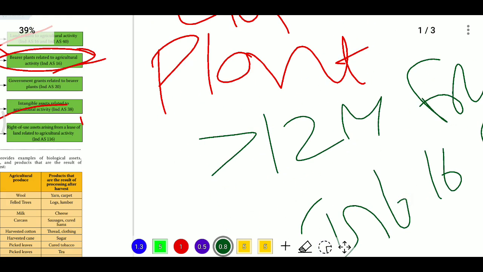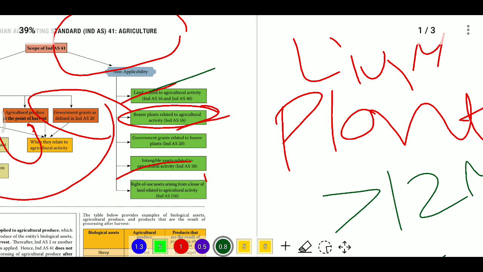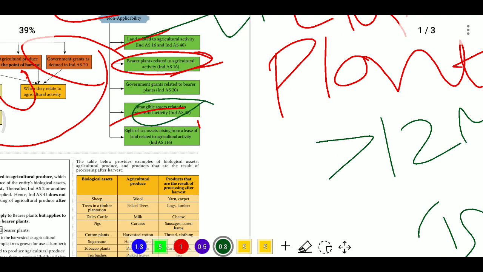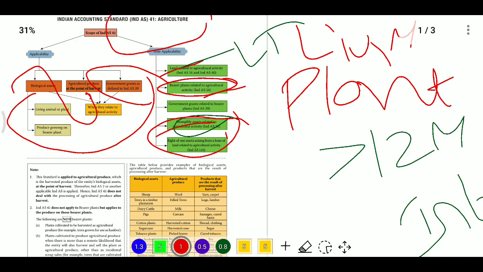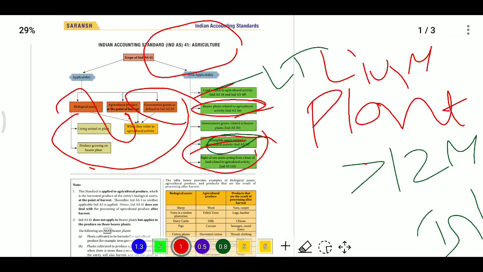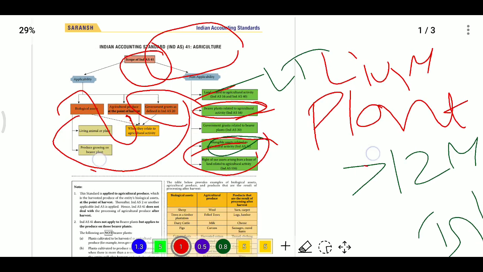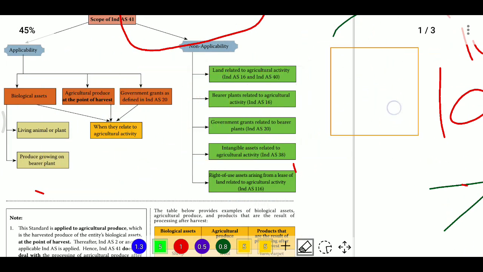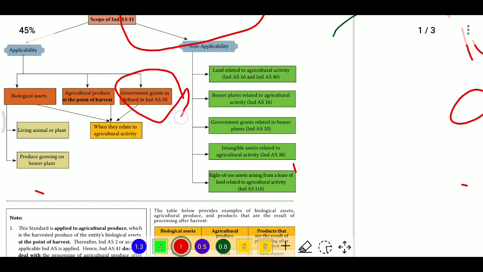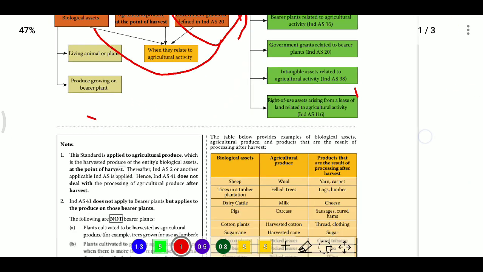Ind AS 16, or another property or agriculture activity. Properties means like land or tractors or whatever it may be. Next, intangible assets: it may be getting a license for doing the agriculture activity. Ind AS 41 is not applicable for these cases. And if the government grant is related to bearer plants, then Ind AS 41 is not applicable. Only the government grant related to biological assets will be applicable.